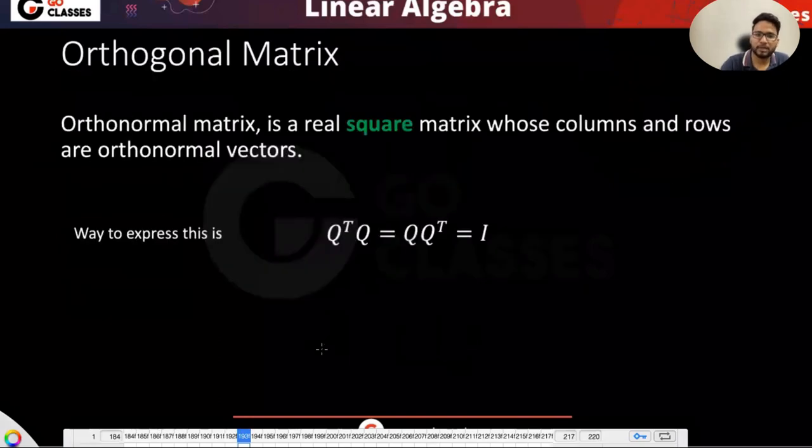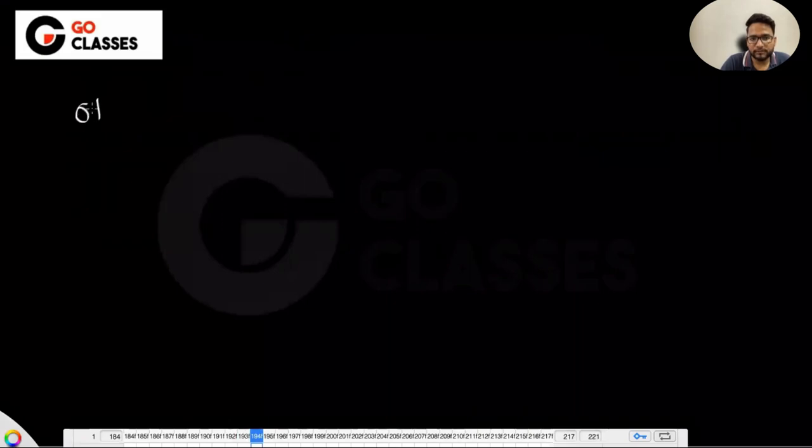Now there is a definition of an orthogonal matrix which says that a square matrix is orthogonal if its rows and columns are orthogonal vectors. Let me first define orthogonal vectors.